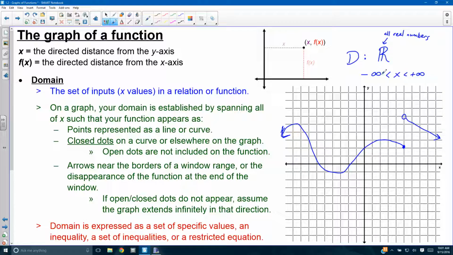So x can go forever in that direction, but it can never quite be negative infinity itself because it's not an actual value, and the x has to be less than it. So it's not going to be less than or equal to them. It's just going to be less than. So x can be greater than negative infinity and less than positive infinity. That's the same thing as saying all real numbers.